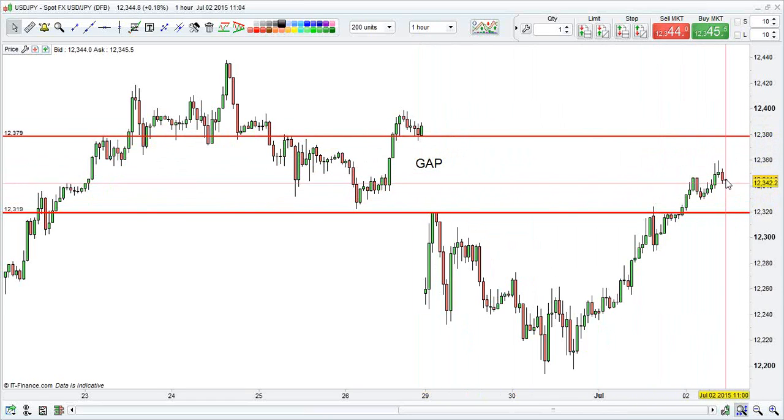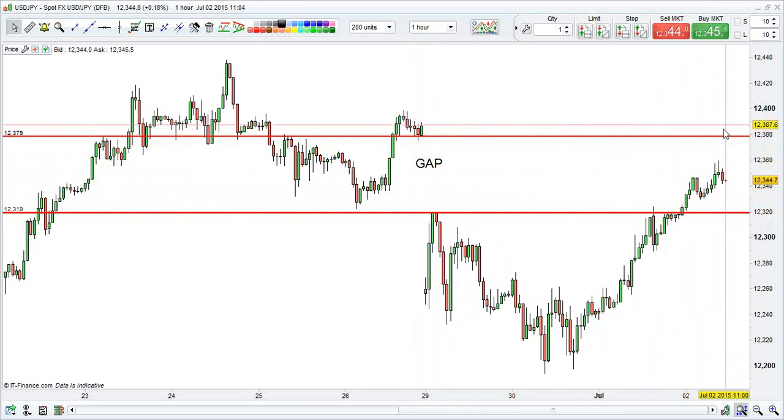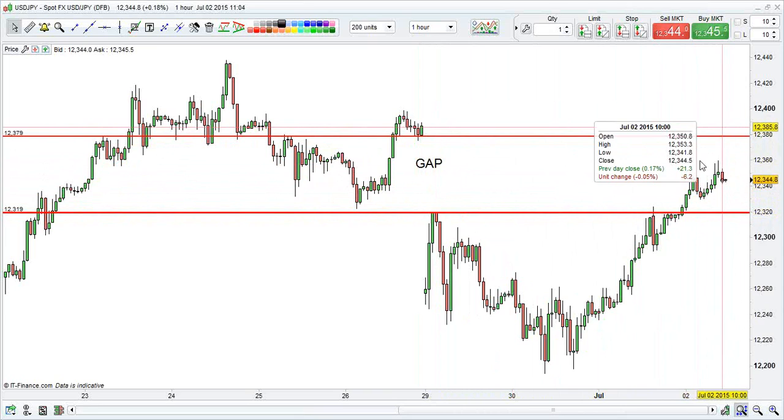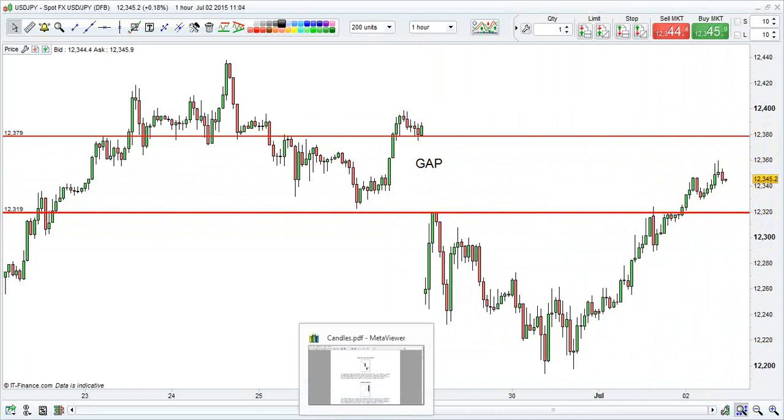The gap here has not been filled, and until this gap gets filled, we're still in a bearish correction. So we're in no man's land, really, because if the market was to continue down, we need to sell below the gap here. That's the gap the market gapped down to. And above, to continue our uptrend, we need to close above the gap. So these are the formations that we're looking for when we're looking to trade the gap.